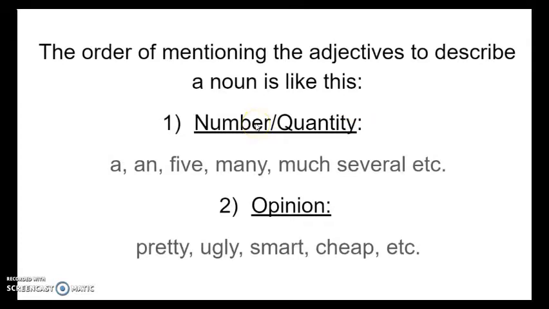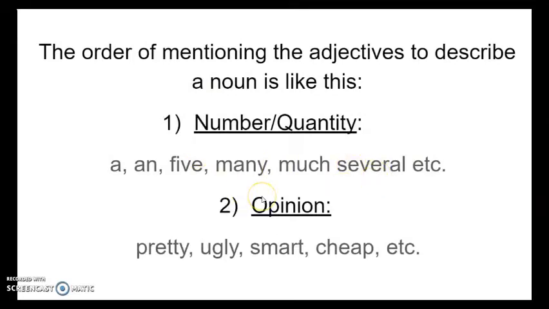The first position of the order of the adjectives are those adjectives of number and quantity. For example, when you say the articles, you can say the number 5. When you say many, much, several, in this case, those are adjectives of quantity or number. So those are the first that you need to write.